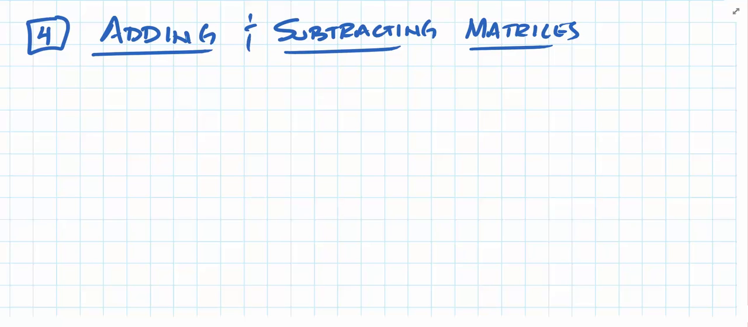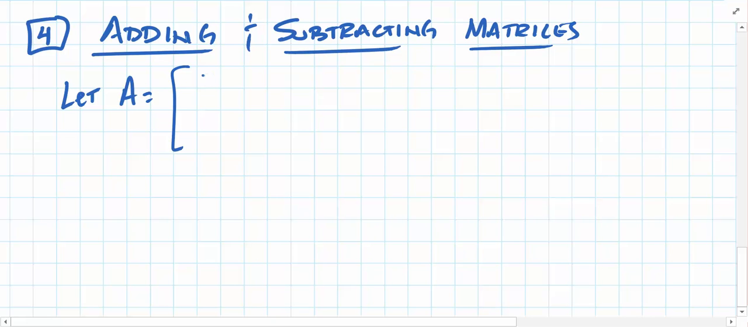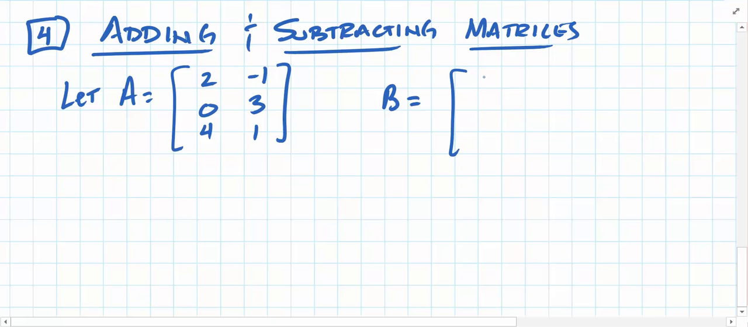And the two real easy examples of this are adding and subtracting matrices. It works a little different from multiplying, and we'll get into that, but adding and subtracting is very, very straightforward. So here's what we're going to do. We're going to let matrix A be this matrix here: 2, -1, 0, 3, 4, and 1. And we're going to let matrix B be this other matrix over here, which is 6, 5, 1, 3, 0, and 8. So to begin with, what is the order of matrix A?